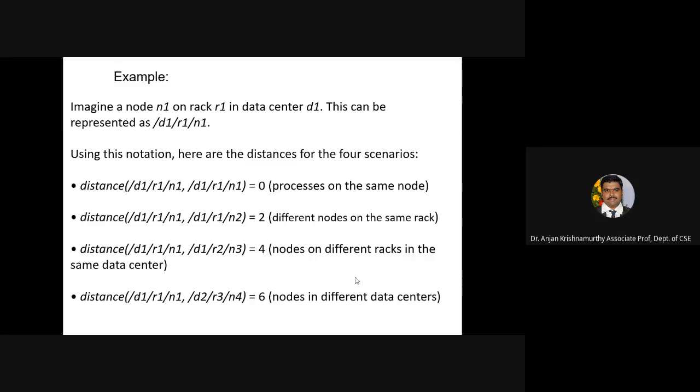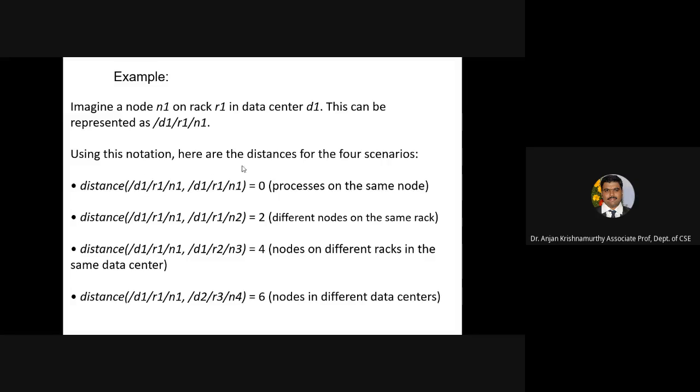So if we visually look into some of the examples or the notations, it may look something like this. Nodes are represented with N, racks are represented with R. The data centers are represented with D in this case, right? The representation here can be given as /D1/R1/N1. It is data center 1, rack 1, node 1, right? That is the representation.